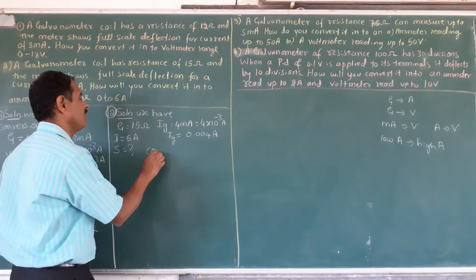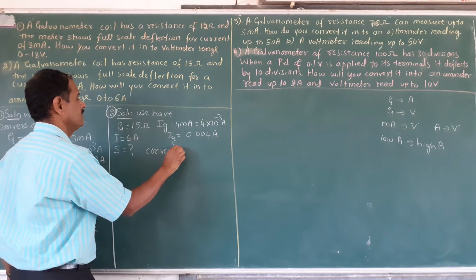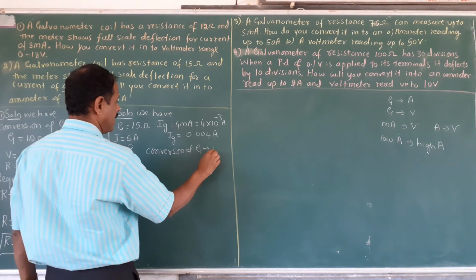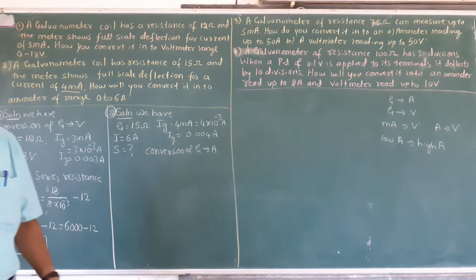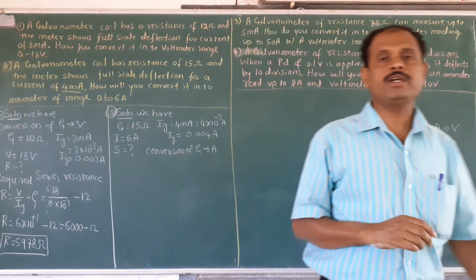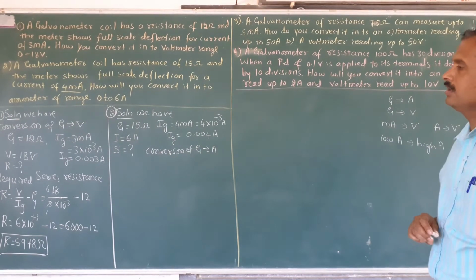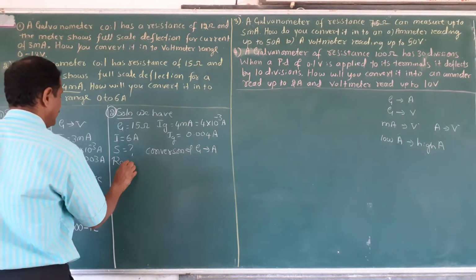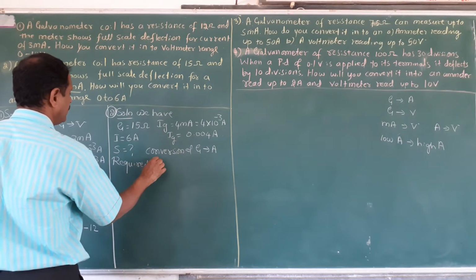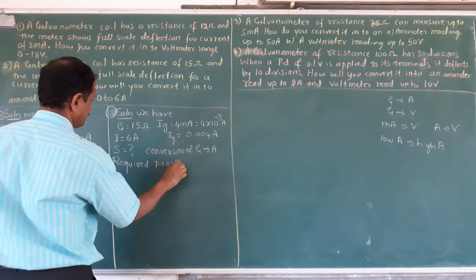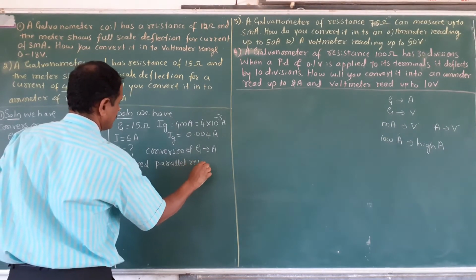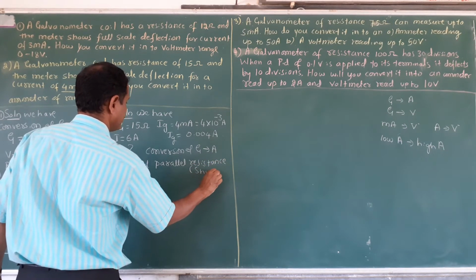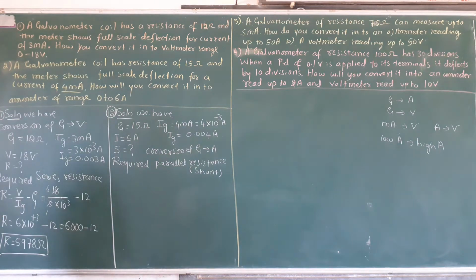This is conversion of galvanometer into ammeter. This problem is based on the conversion of galvanometer into ammeter. You have to calculate the required parallel resistance. This required parallel resistance is nothing but shunt resistance, said to be shunt.